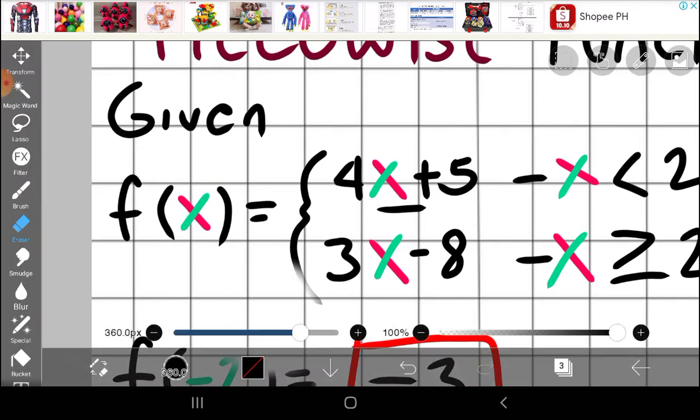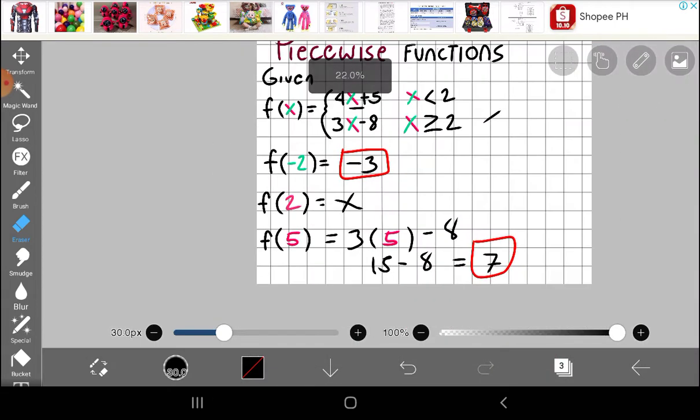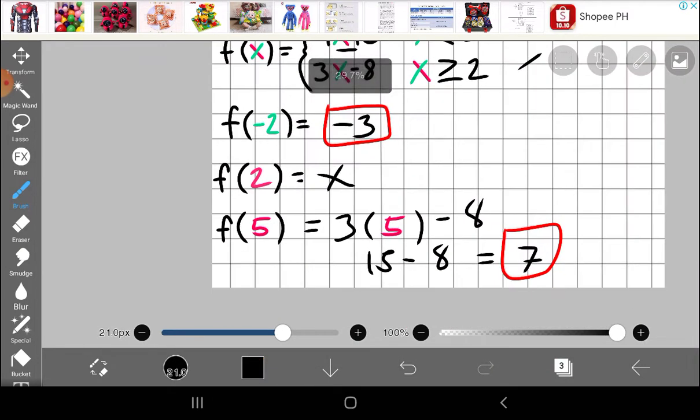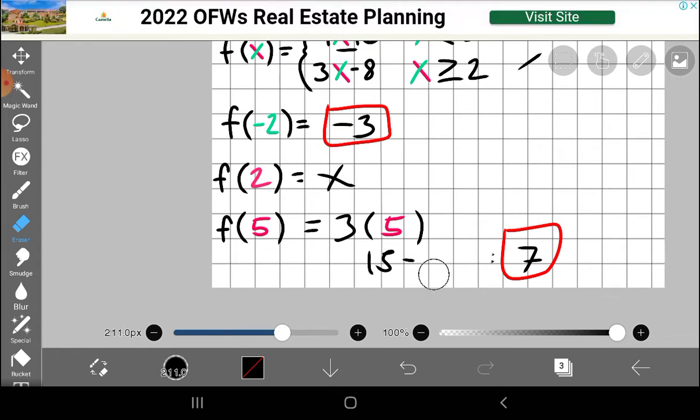And don't mind those lines, okay? Those lines are nothing. So 7 is correct. The answer on number 5 is 7. Positive 7.